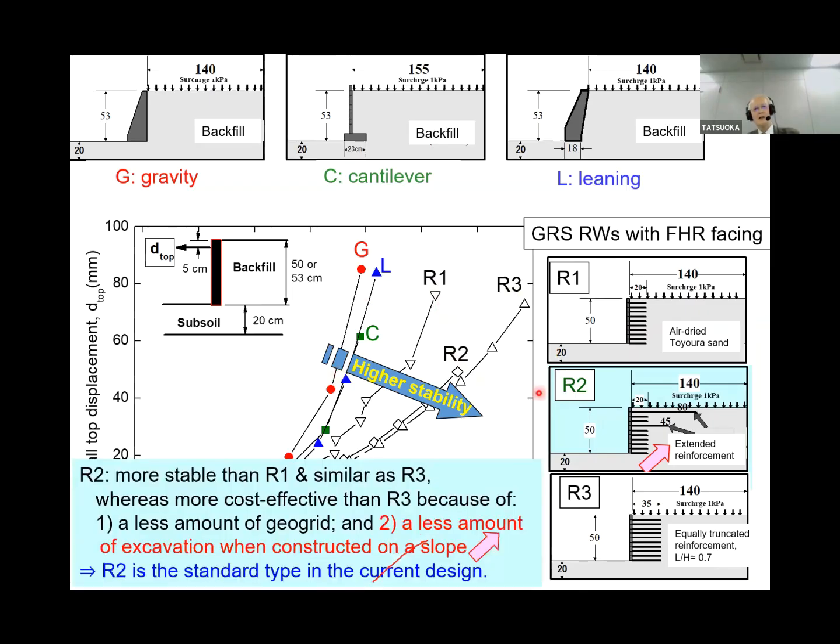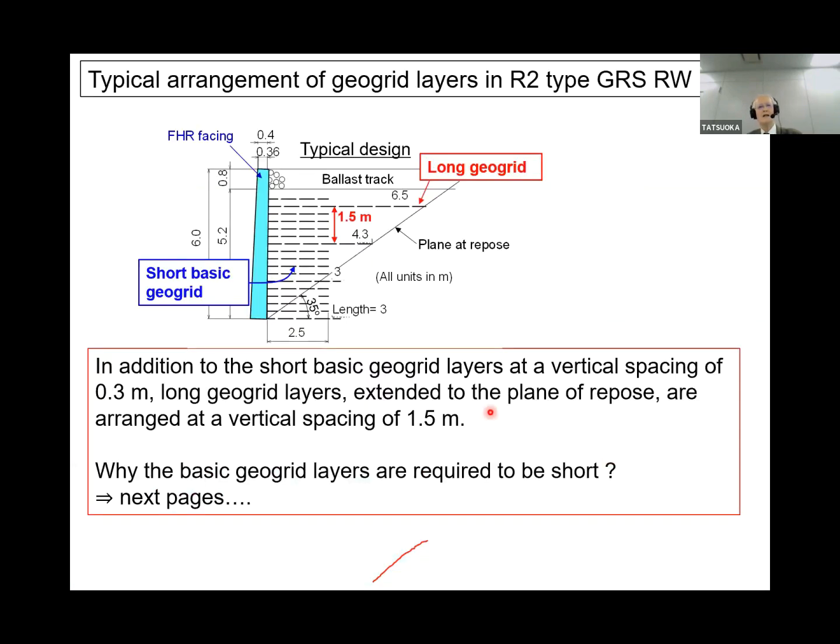So R2, this one, is more stable than R1 and similar to R3, whereas more cost-effective than R3 because of the smaller amount of grid used and less excavation when constructed on a slope. So now R2 is the standard type of grid arrangement in the current design. This point I will explain in more detail.